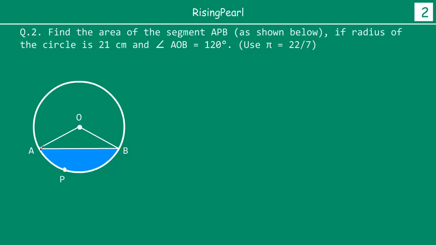So we have to find out the area of the part which is highlighted in blue. Again, in the last episode, we talked about what is area of a segment.